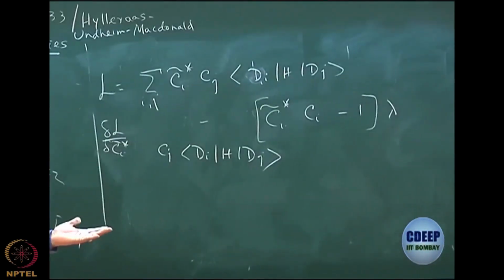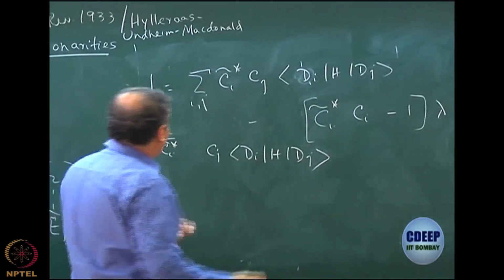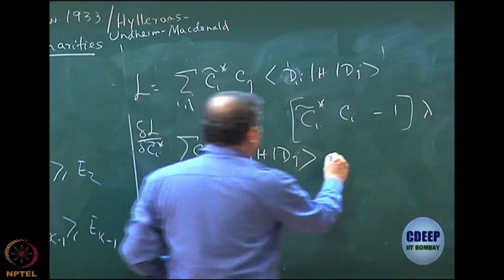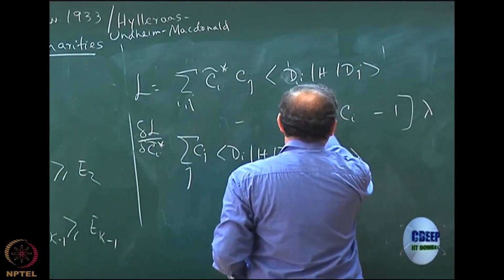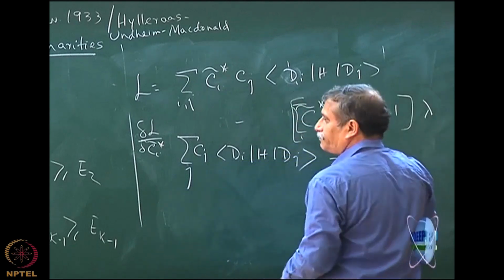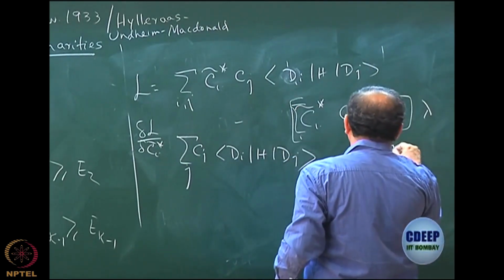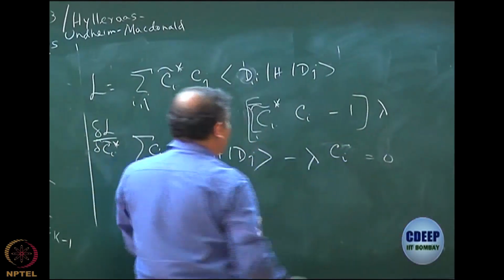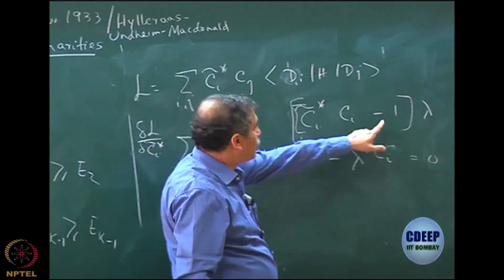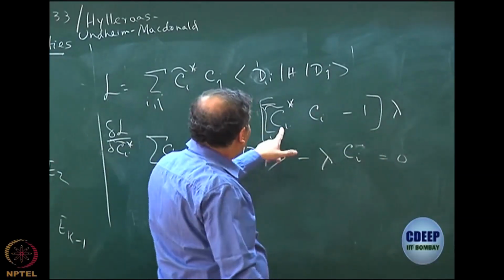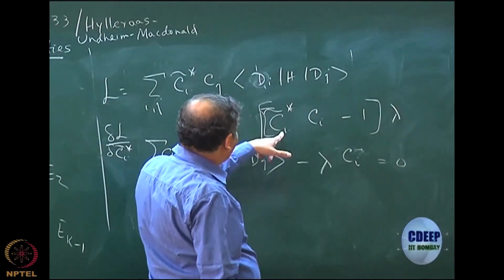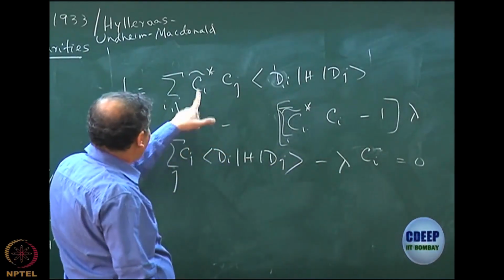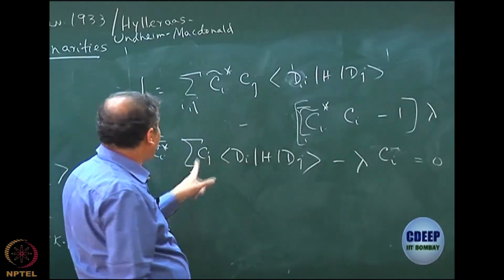Either delta ci star or delta ci, it does not matter, only one of them. So you have a sum over j, Cj di h dj minus lambda times, this is sum over i, lambda times ci equal to 0. It is very easy to do this, because lambda times 1 will not contribute anything. When I do ci star ci, one of the summations is ci, so I differentiate, only ci will remain. Here there is a double summation, so when I differentiate ci star, Cj will remain with a single summation.